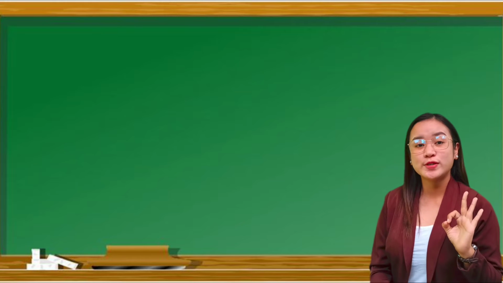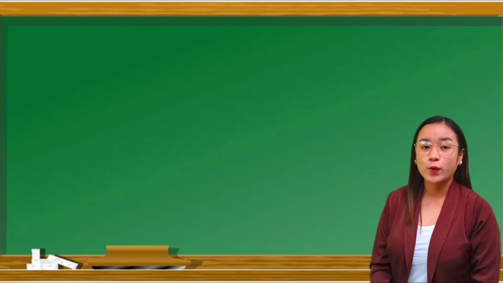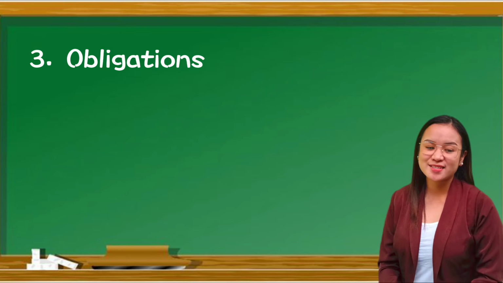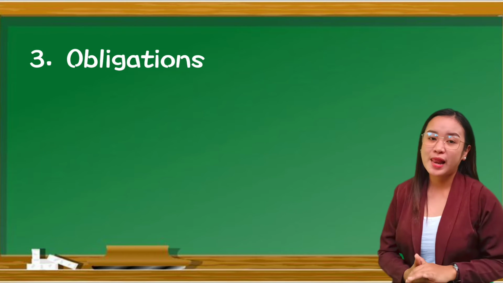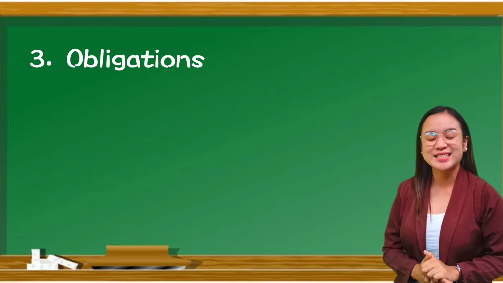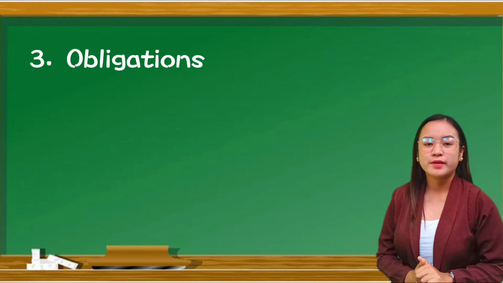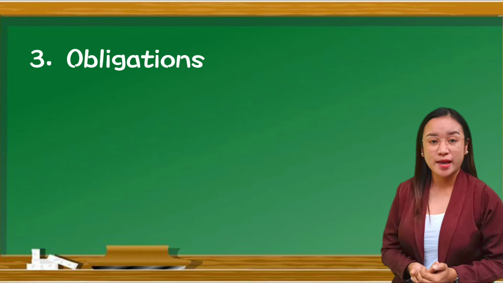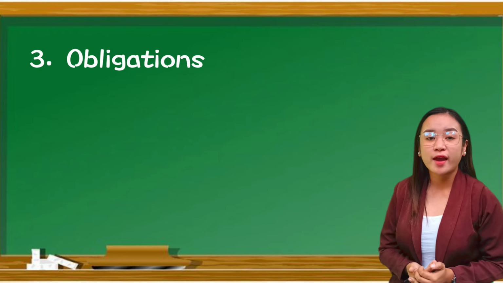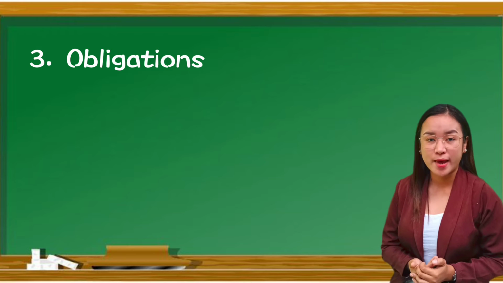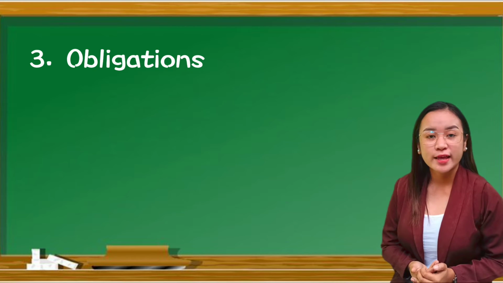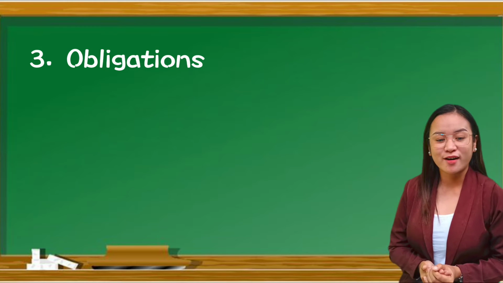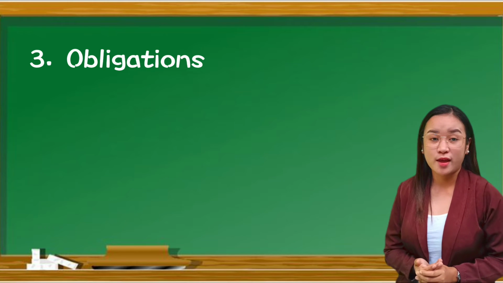The third use of tener is called obligations. The formula is tener plus que plus infinitive. The examples are, I have to eat. In Spanish, yo tengo que comer. Tengo que comer. Informal singular, you have to study today.